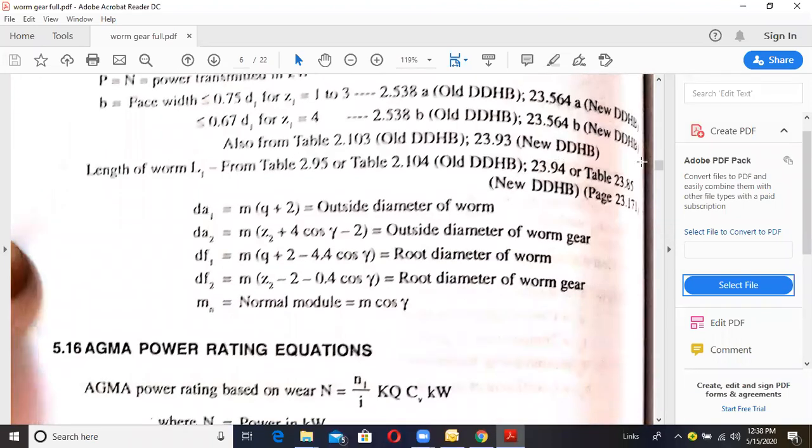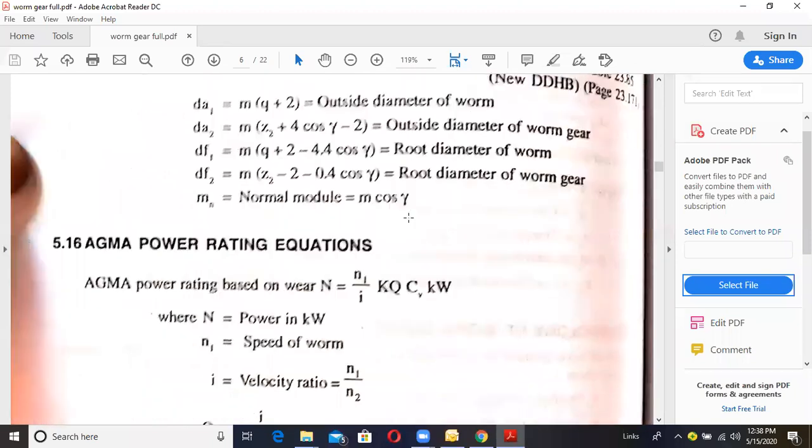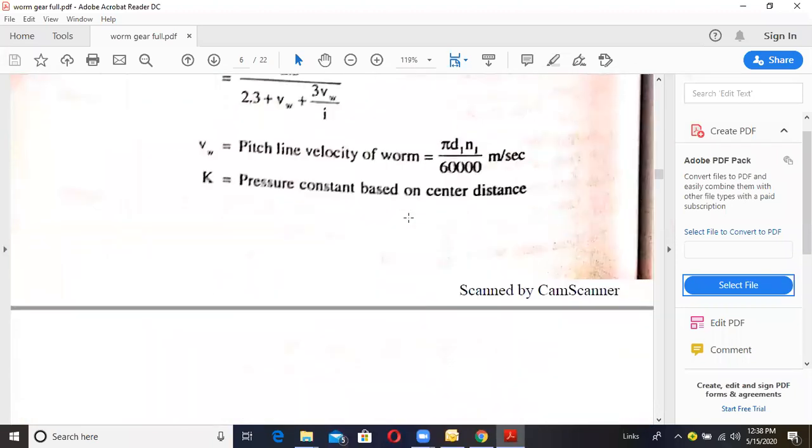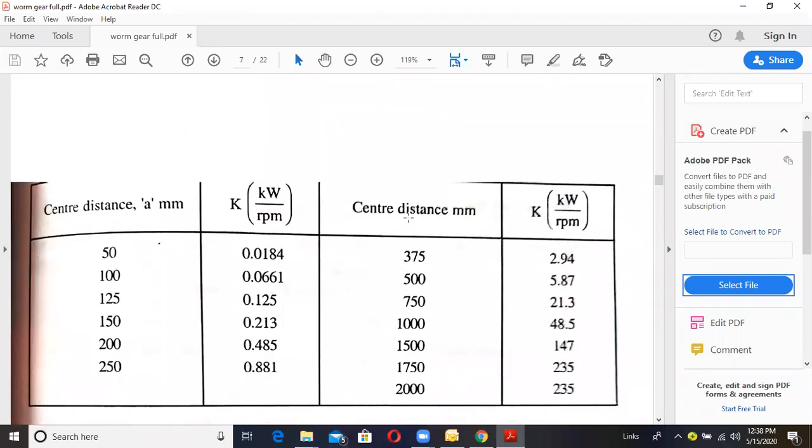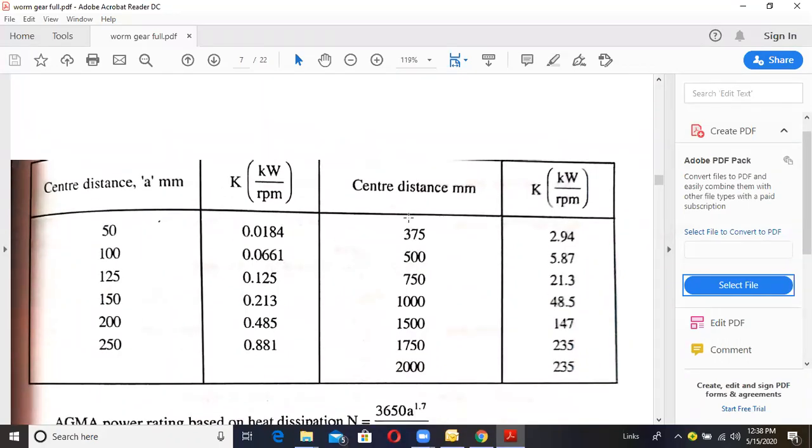Already we have discussed all these things. Next, this is the table to calculate K. I will tell where you have to calculate this K.